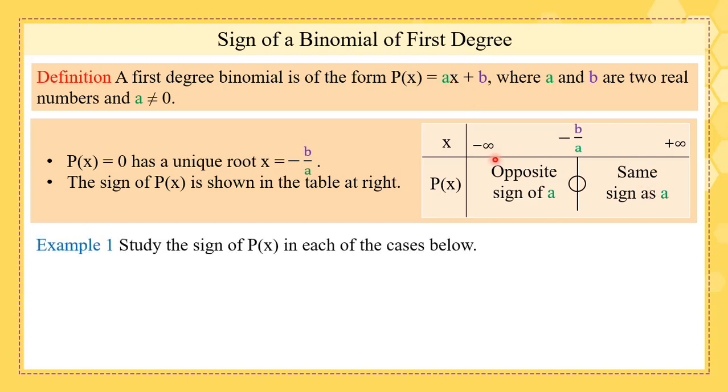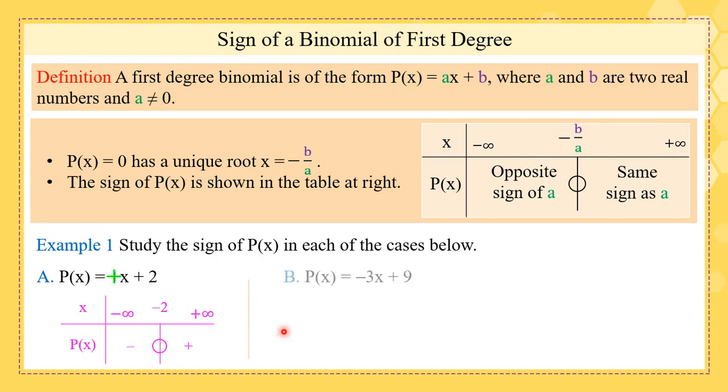Let's take some examples. We need to study the sign of p of x in each of the cases. This is the first case, so remember, first we have to find the root and then we draw the sign table. Now the root in this case is, if x plus 2 is 0, x would be negative 2. So this is the root. And then to fill in the signs, we have to look at the sign of a. And the sign of a in this case is positive, as you see. So we fill in the signs as opposite sign of a, same sign as a.